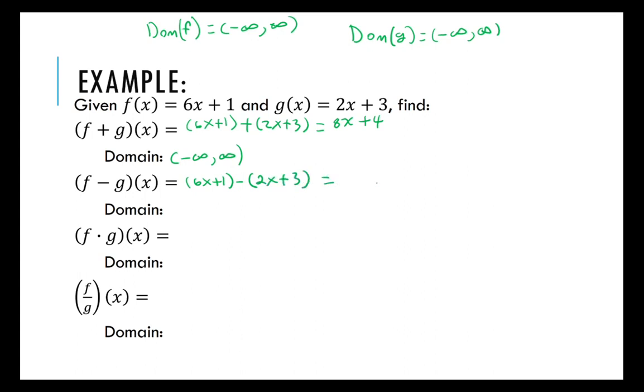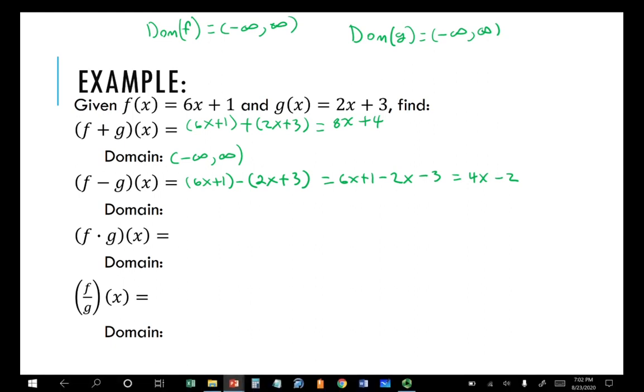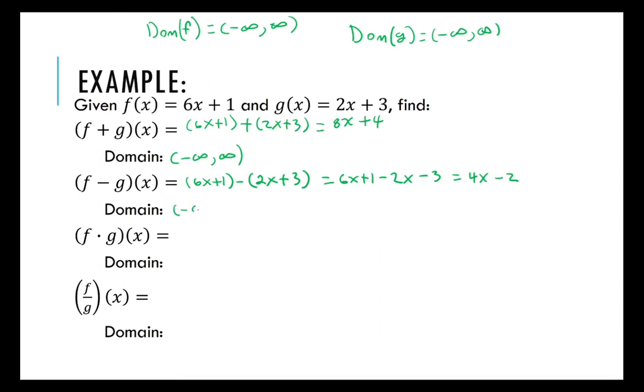But now we have a subtraction symbol, so we need to distribute. That's 6x plus 1 minus 2x minus 3. Combine like terms, 6x minus 2x is 4x, 1 minus 3 is negative 2. Then when we deal with the domain, it's exactly the same discussion we just had, and so the overlap of all real numbers is all real numbers. So that is from negative infinity up to positive infinity.